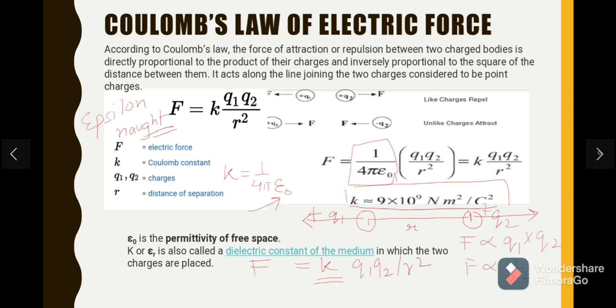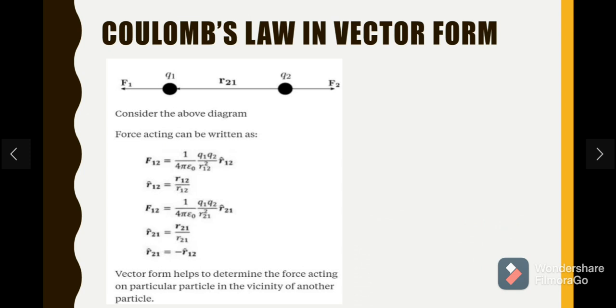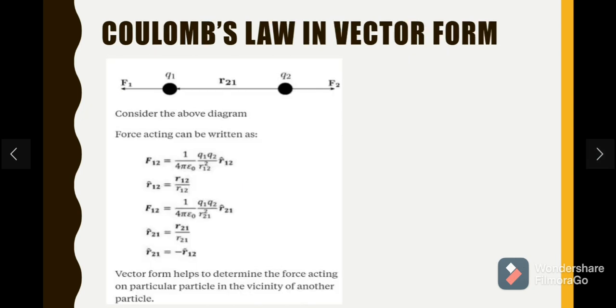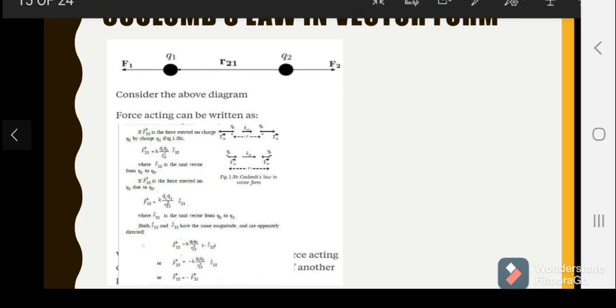Okay. So after this we come to Coulomb's law in vector form. Now if you look at this formula for Coulomb's law, you will notice that this is just giving me the magnitude of the force. It is not giving me the direction of the force which is being exerted. So for that, it is much more relevant for us to understand the vector form of Coulomb's law. So now let us study Coulomb's law in vector form.